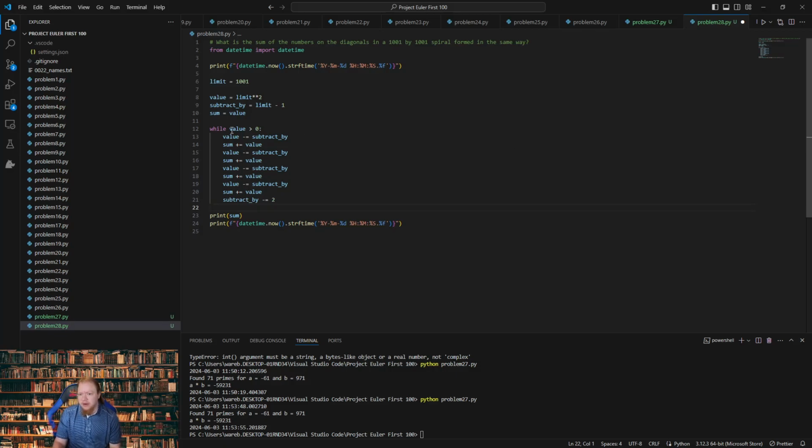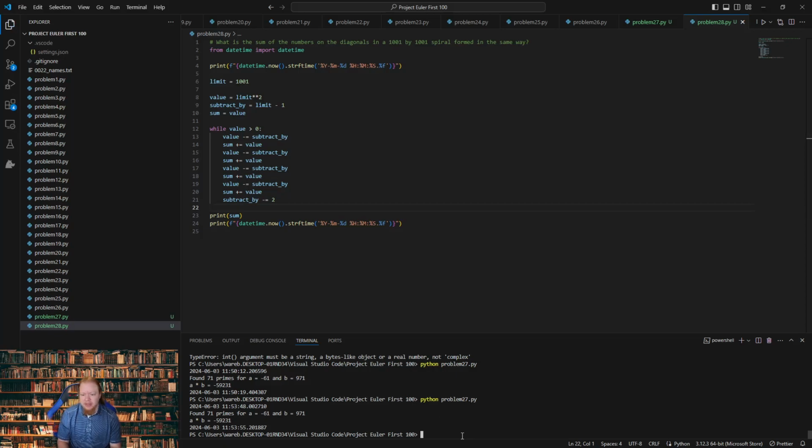So what we're doing here is we're saying as long as the value is greater than or equal to 0, we're going to subtract our, in this case it'll start with 1000, so we'll subtract 1000 from whatever the original value is. We're going to add that value to the sum, and then we're going to subtract it again, add it to the sum again, and do that 4 times. And then we modify our subtract by value by subtracting 2 to account for the fact that our squares keep getting smaller and smaller. And that might legitimately give us the correct answer.